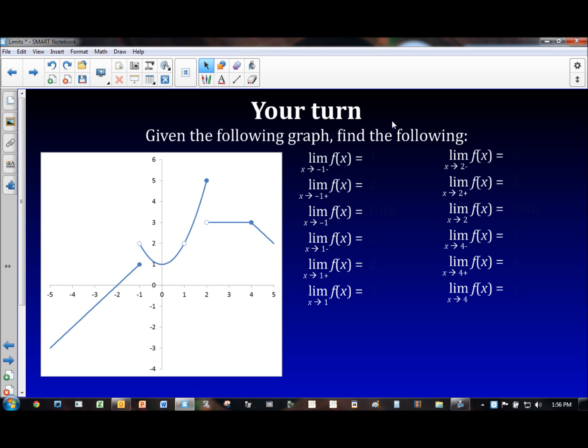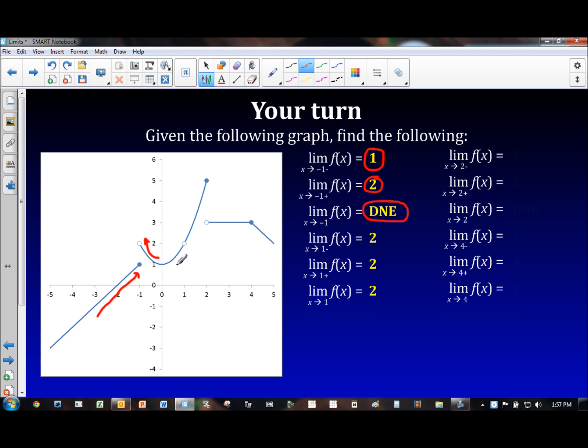All right, looking at the answers. Okay, as I approach -1, here's x equals -1. As I approach from the left, I'm getting closer and closer to a y value of 1. And as I approach x equals -1 from the right, I'm getting closer and closer to a y value of 2. And since those numbers don't match, the limit does not exist.